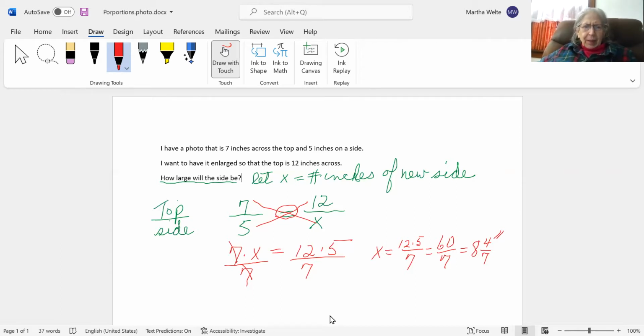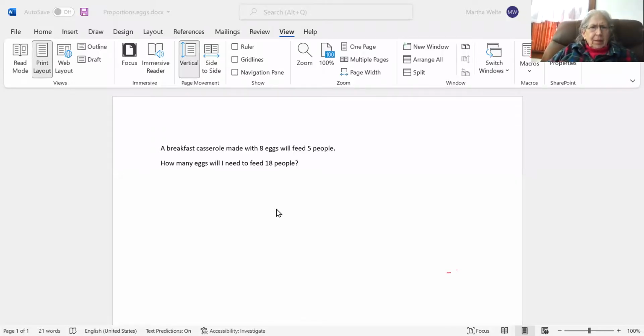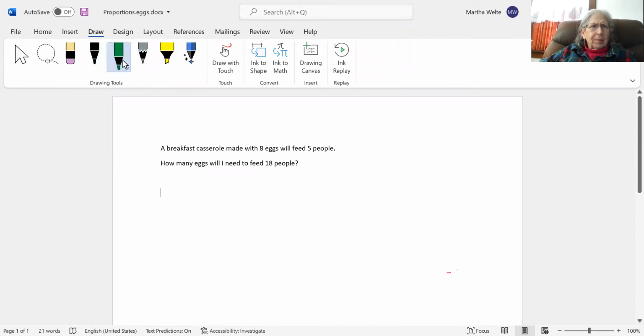Okay, now let's look at one more example. We have a breakfast casserole made with 8 eggs that will feed 5 people. How many eggs will I need to feed 18 people? Well, once again, this is something that grows similarly, eggs and people. It's going to be a proportion. That's what growing proportionally means, having to multiply it by the same amount, essentially.